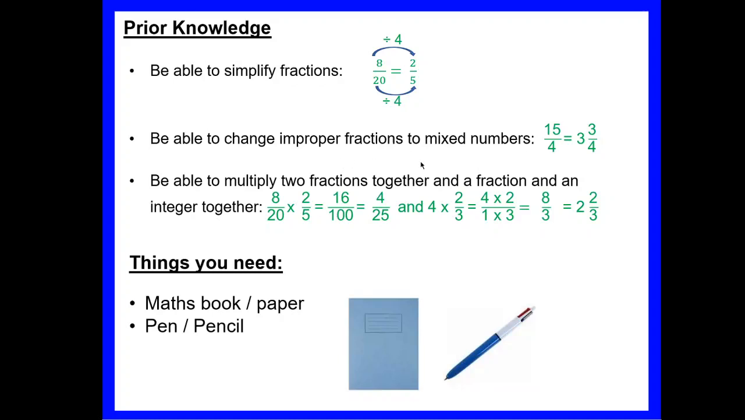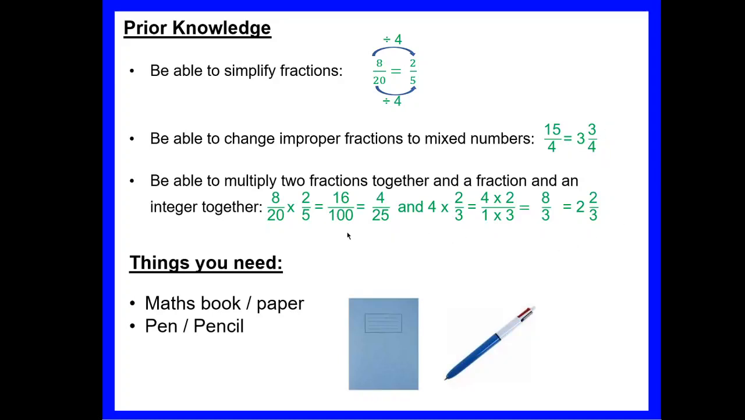We should be able to change improper fractions to mixed numbers, so to do that we look at the denominator. We see how many times the denominator fits into the numerator. So 4 goes into 15 3 whole times: 4, 8, 12. From 12 to 15 leaves us with a remainder of 3. The remainder becomes the new numerator, and the denominator is the original denominator from our question. So 15 out of 4 becomes 3 and 3/4.